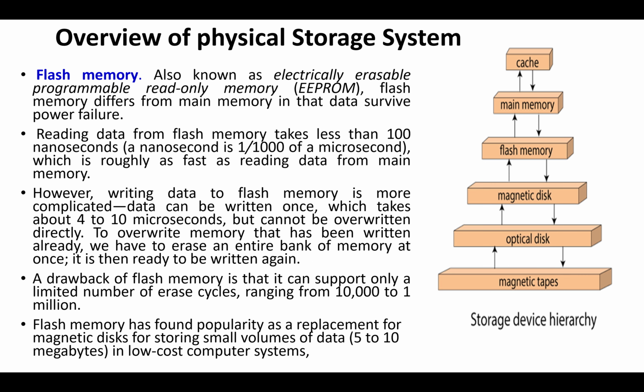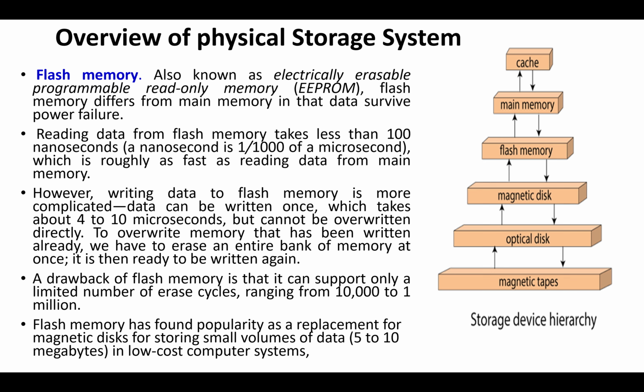The next is flash memory, which is also known as electrically erasable programmable read-only memory, EEPROM. Flash memory differs from main memory in that the data survives power failure. Reading data from flash memory takes less than 10 nanoseconds. Just to mention, a nanosecond is 1/1000 of a microsecond, which is roughly as fast as reading data from the main memory.